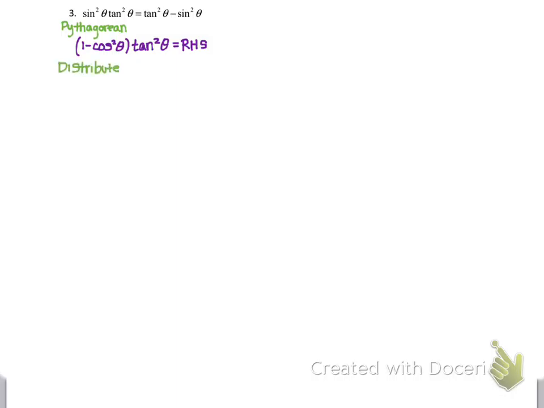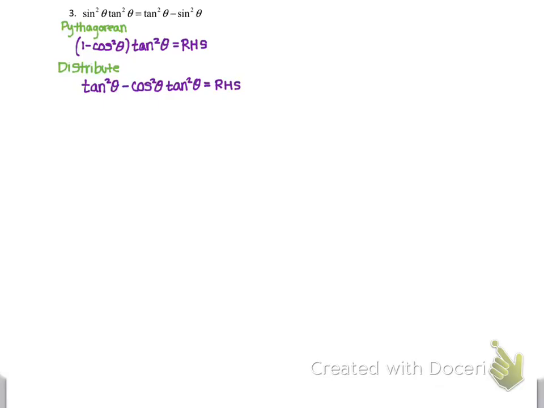The next thing I'm going to do is distribute. And when I do this, I get tangent squared theta minus cosine squared theta times tangent squared theta. So what we ended up doing is taking a multiplication problem on the left and turning it into an addition problem of 2 terms. And if you look at the right-hand side, that's exactly what we have. And you'll also notice that right now, our first term is tangent squared, which is what it needs to be. So we just need to simplify that next term, and then we will be finished.